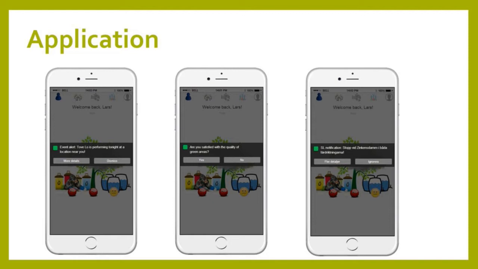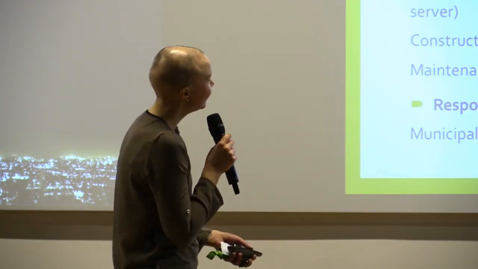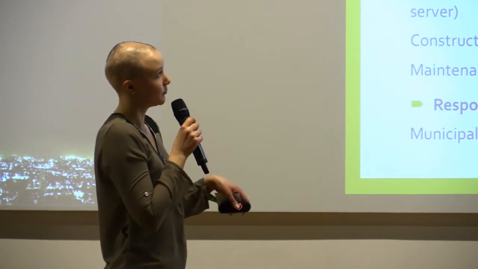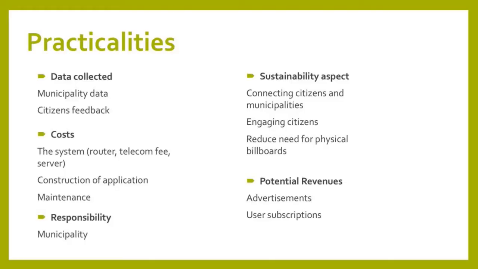And the next one is a question from the municipality. Are you satisfied with the quality of your green areas? And then you can just say yes or no. So it's very simple questions. And the last one is a notification about something that is not working in the city. In this example, it is the subway. So SL is sending out a notification that there is a stop between Zinkensdamm and yeah. And this was just some practicalities we also took up. But yeah, time's up, unfortunately.